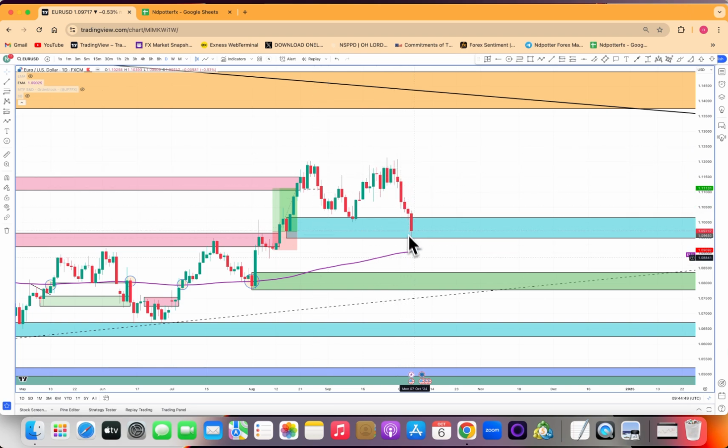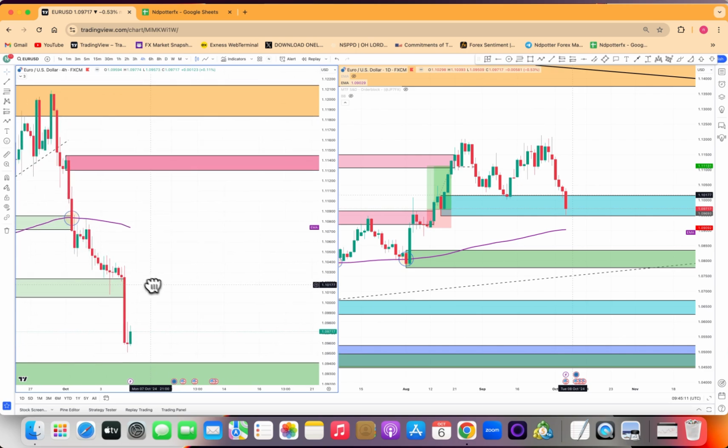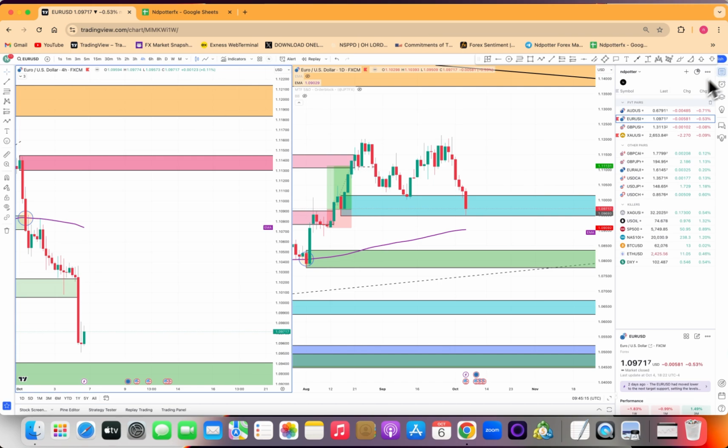Now we are seeing the market inside this demand zone, which I believe is going to be removed. But after it is removed, I expect to see buying momentum for the price to move to the upside a bit before we start seeing that significant drop to the downside, just like I just explained on GBP USD.